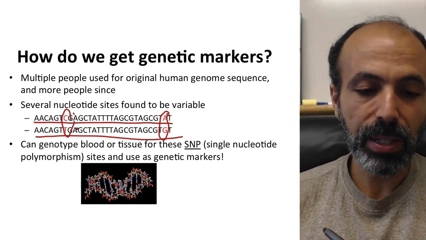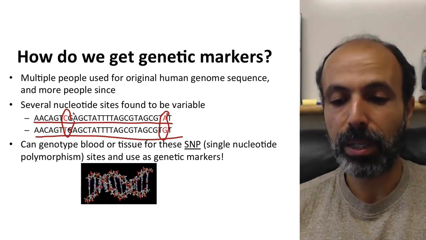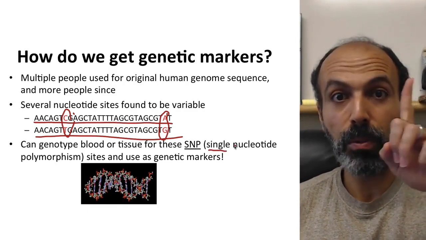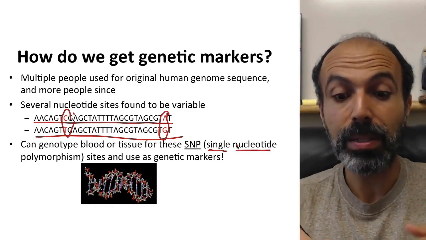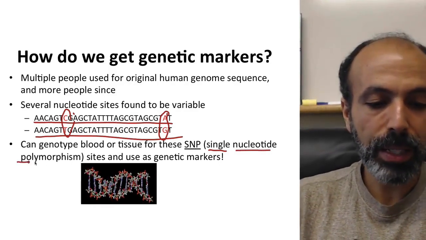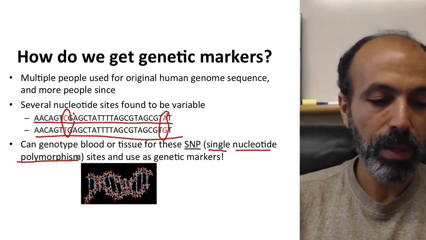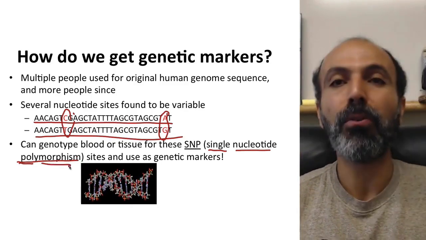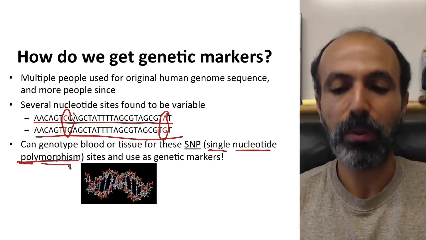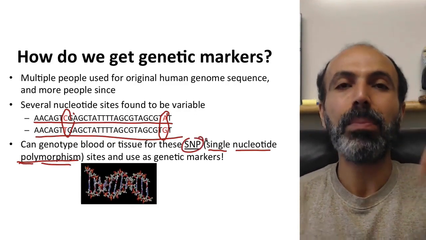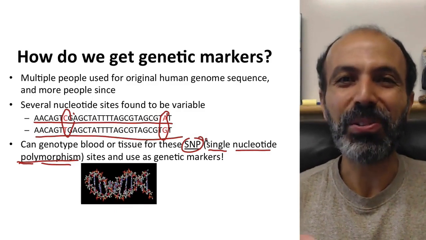Now, these particular sites are referred to as single nucleotide polymorphism. Single, because it's one base. Nucleotide, because it is one of those bases of DNA. Polymorphism means a variation within the genome. So poly for many, morph for form. So single nucleotide polymorphism. This is often just abbreviated as SNPs. So it's a nice, catchy sort of term.